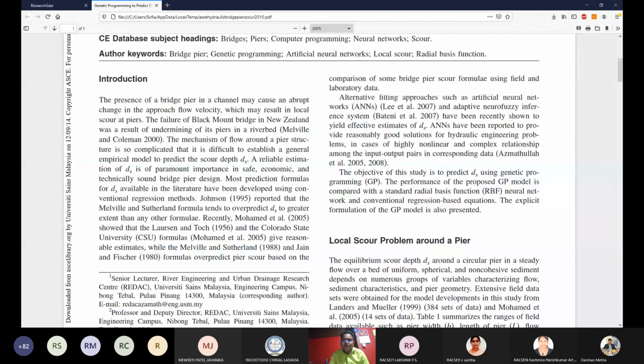Next paper, this one, Advances in Engineering Software. Please see, for using only prototype data.